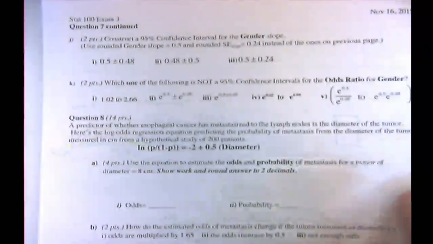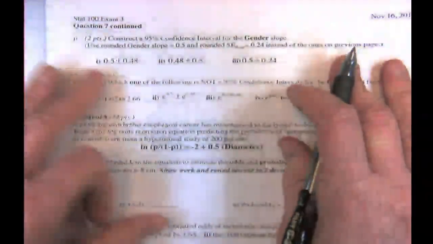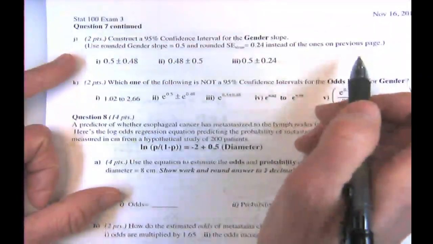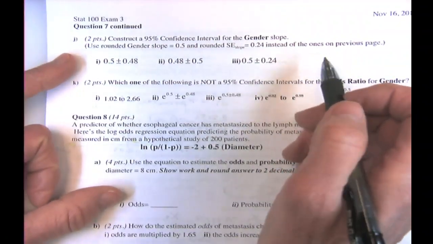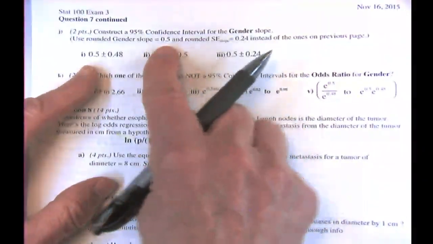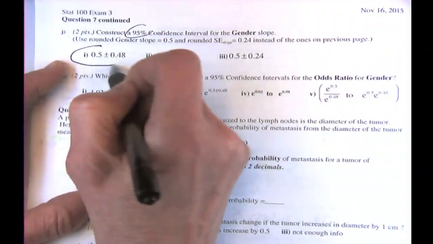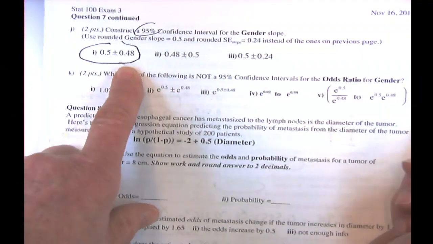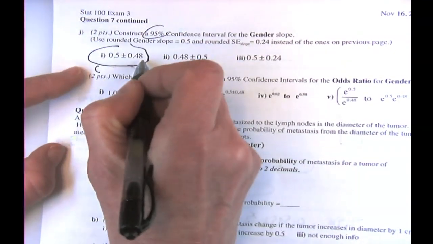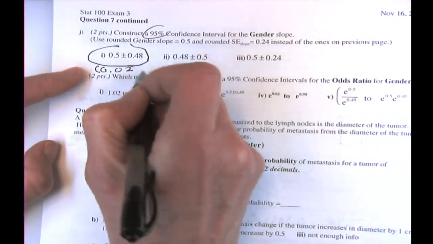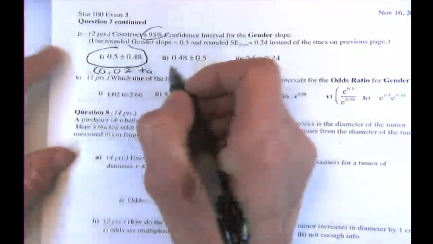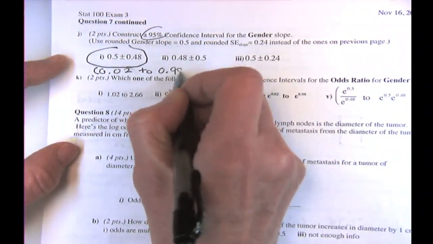Okay, so what do you want to do? You're just putting an error bar around 0.5, plus or minus, and it's 95%, so it's going to be 2 of these. So this is right, 0.5 plus or minus 0.48. That's the same as 0.5 minus 0.48, which is 0.02, all the way to 0.5 plus 0.48, which is 0.98. Those are the same thing.